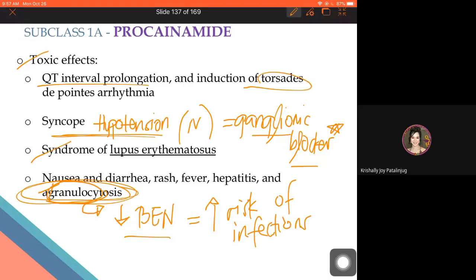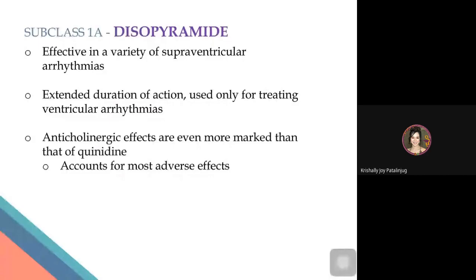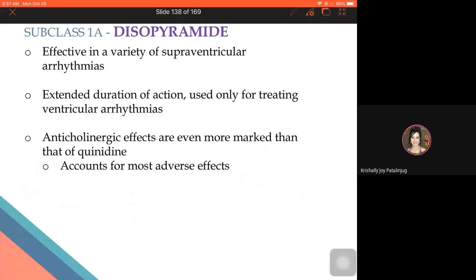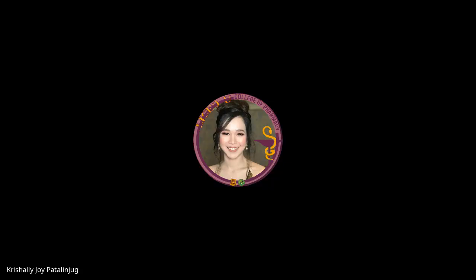Ayan. Next, after procainamide, we have the third example of class 1A antiarrhythmic, the disopyramide. Yung disopyramide, this is effective for a variety of SVTs or supraventricular arrhythmias. Very effective siya in a variety of supraventricular arrhythmias, and also it has an extended duration of action compared to other examples of class 1A agents.